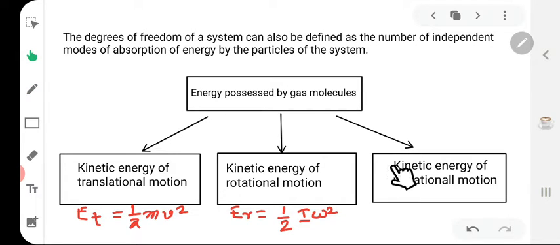The third is kinetic energy of vibrational motion. A gas molecule possesses kinetic energy of vibrational motion when it vibrates about its mean position. The vibrational motion gets excited only at very high temperature, maybe above 5000 Kelvin, and hence at ordinary temperature of the gas, a gas molecule may possess kinetic energy of translational and rotational motion only. Now, it will be worthwhile to again calculate the degrees of freedom of a monoatomic and diatomic gas molecule according to this definition of degrees of freedom.